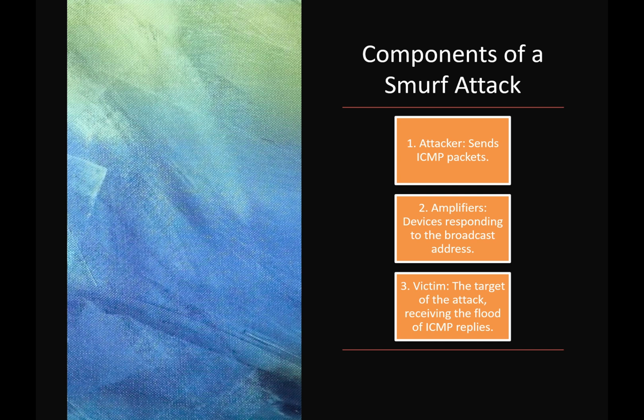Hi, I'm Vivek Venkatesan, and the components of a Smurf attack are as follows. There are three main components in a Smurf attack. The attacker, who initiates the ICMP request and spoofs the victim's IP address. The amplifier, which are the devices in the network responding to the ICMP broadcast; these devices unknowingly participate in the attack. The victim, who receives the amplified traffic and experiences service disruption. Understanding these components helps us identify weak points where mitigation measures can be implemented.